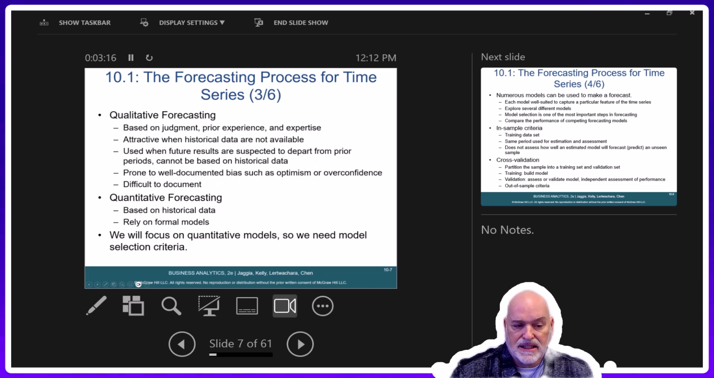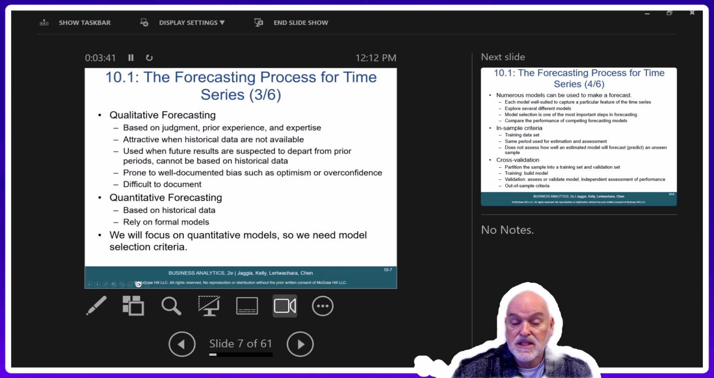Qualitative forecasting is based on judgment, prior experience, and expertise. It's attractive when historical data are not available. It's used when future results are suspected to depart from prior periods and cannot be based on historical data. It's prone to well-documented bias such as optimism or overconfidence, and it's also difficult to document.